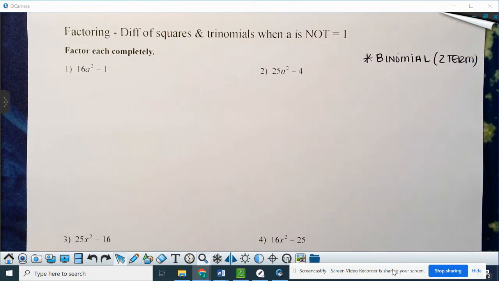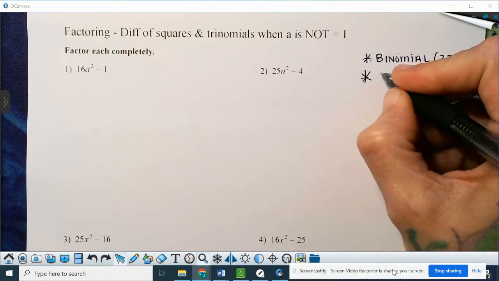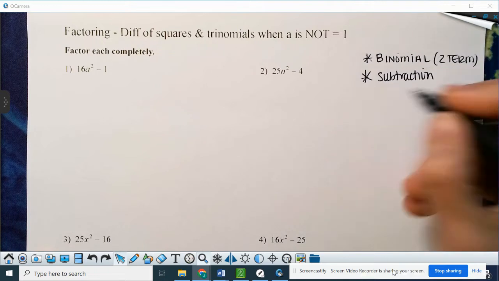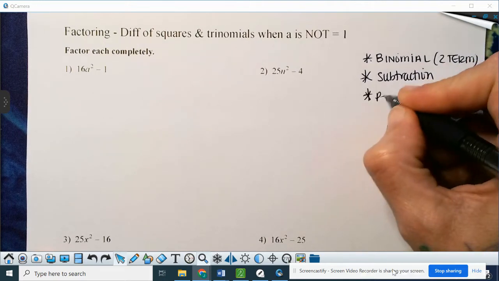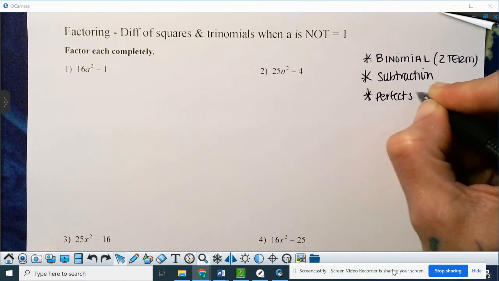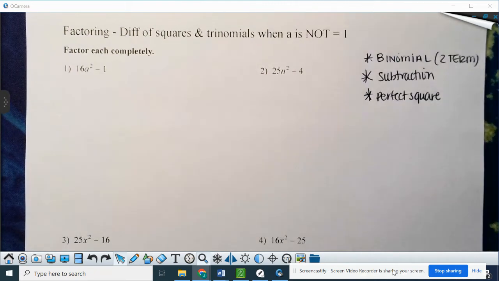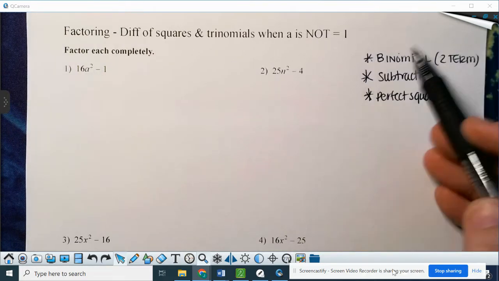And then also it has to be subtraction, because that's why it's called difference of squares. And both terms have to be perfect squares. So that means square roots can be taken and you get a whole number. So the square root of 1 would be 1, square root of 4 would be 2, square root of 9 would be 3, square root of 16 is 4. So you have to be able to take the square root and get a whole number. All of these are indeed, we are going to practice difference of squares.